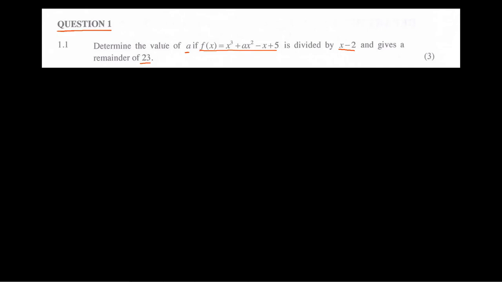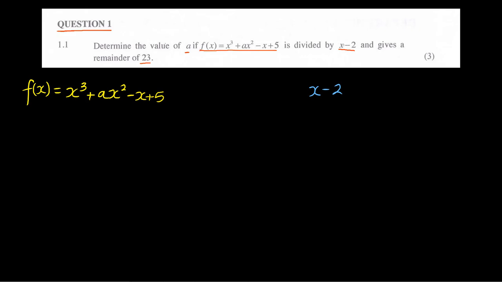So now what you are given here is f of x. You are given that f of x is equal to x cubed plus ax squared minus x plus 5. That's what you're given here. And then also you are given that it is divided by x minus 2.